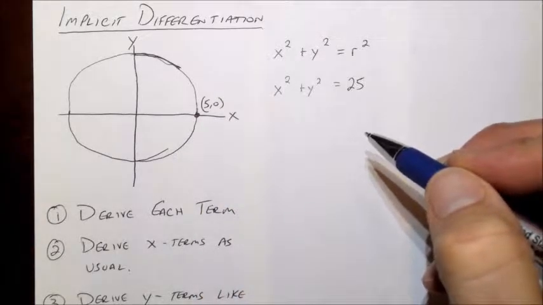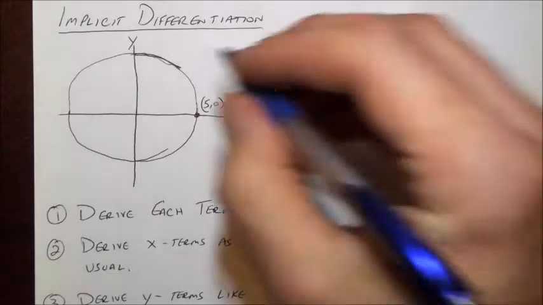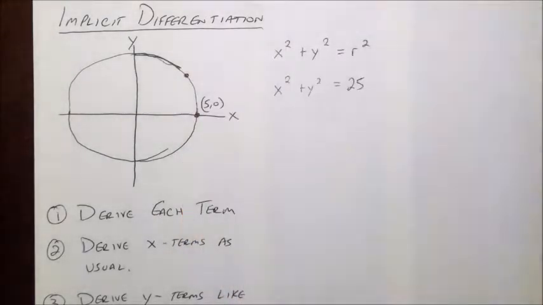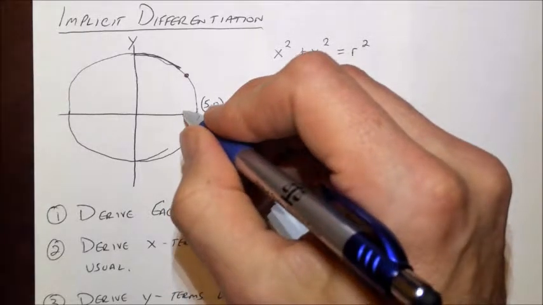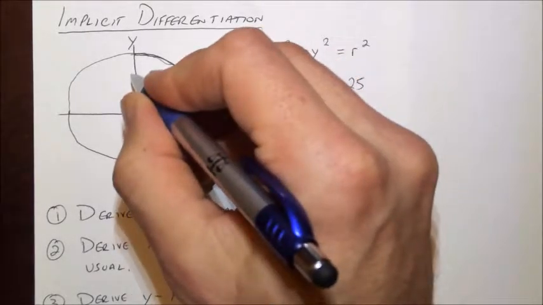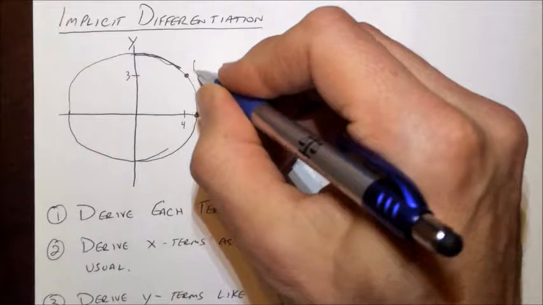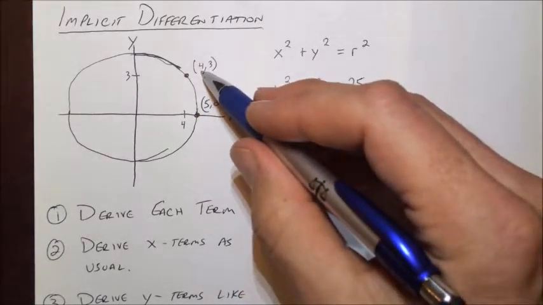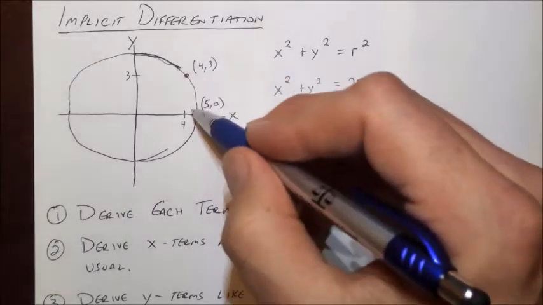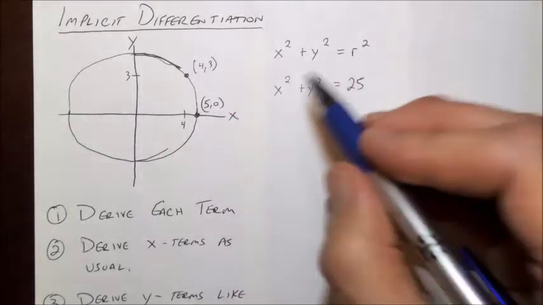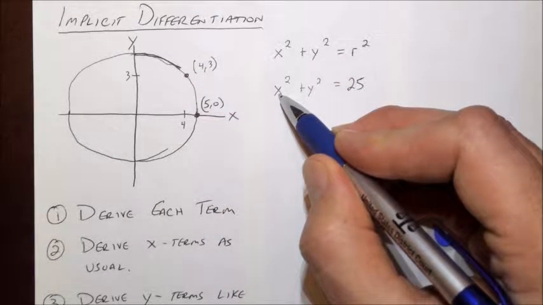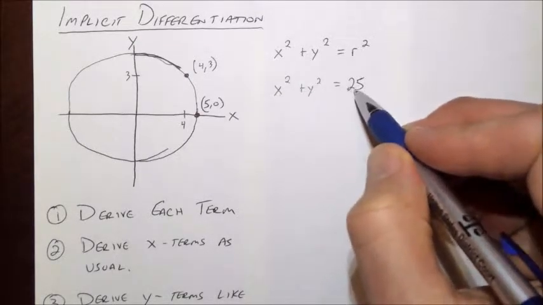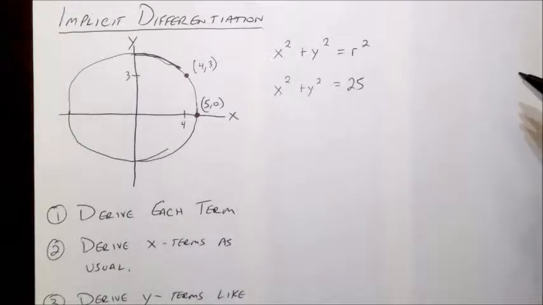Now, this circle goes through a whole bunch of points. Let's say it goes through that point as well. We're going to call that point over 4 units and up 3 units. I know this point is on the circle because if x is 4 and y is 3, we have 4 squared, which is 16, plus 3 squared, which is 9. 16 plus 9 equals 25, so the circle definitely goes through that point.